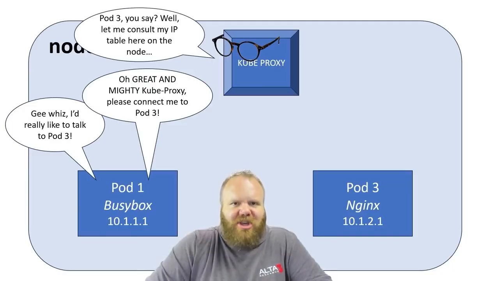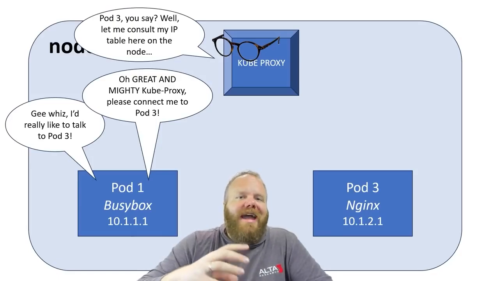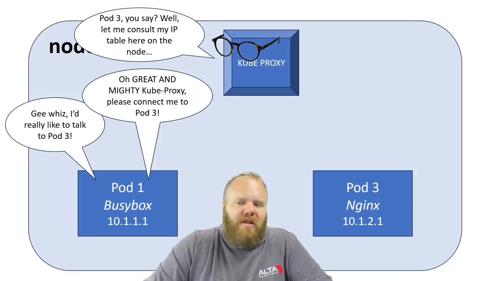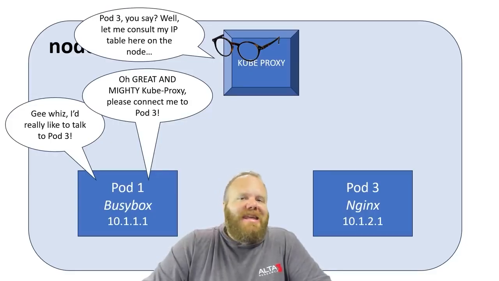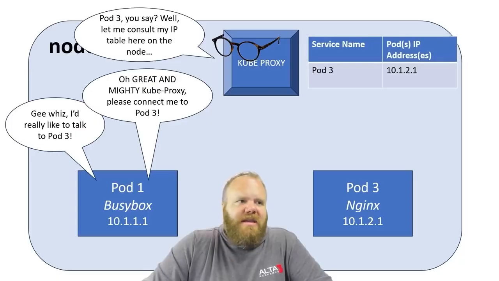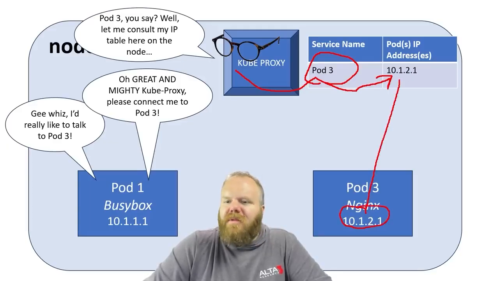Kubernetes loves putting the word kube inside of everything. And there is a kube-proxy located on every node inside of your cluster. What kube-proxy has access to is the IP table of every single node in your cluster, which means that kube-proxy is perfectly able to look and see there's a service here called pod 3. The IP address that service is exposing is 10.1.2.1. That's the IP address of the pod.